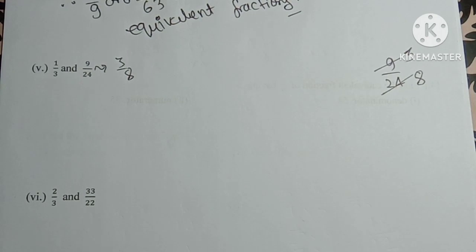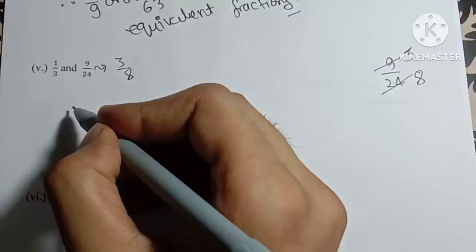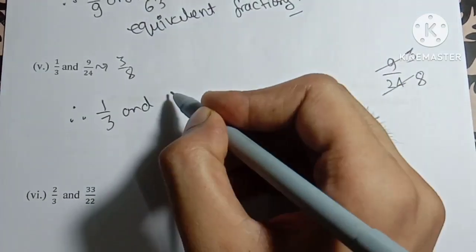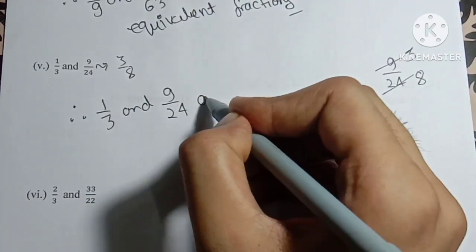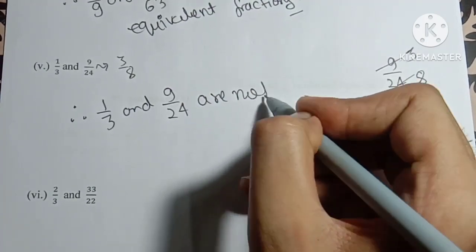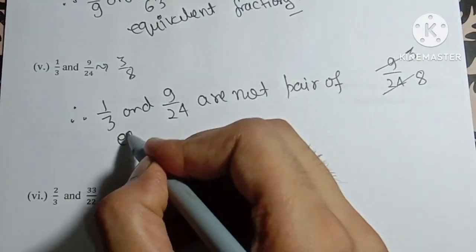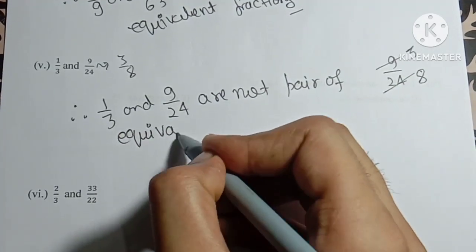So we conclude that both the fractions, 1 by 3, the first fraction, and 9 by 24, the second fraction, are not a pair of equivalent fractions.